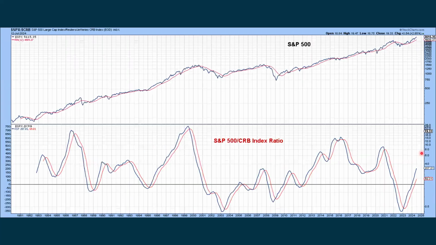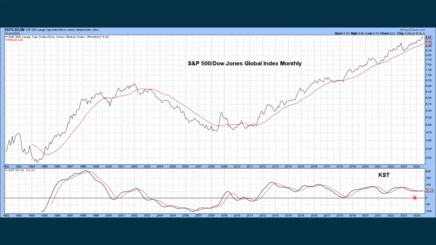And then a daily chart of the S&P on top, and then a ratio between stocks and commodities on the bottom, showing how stocks are outperforming. And then another global measure here with the S&P on a monthly chart compared to a global index, showing how U.S. stocks are outperforming. Seeing a little bit of an improvement here with the KST. And again, this is that long-term oscillator that seems to take forever to shift.